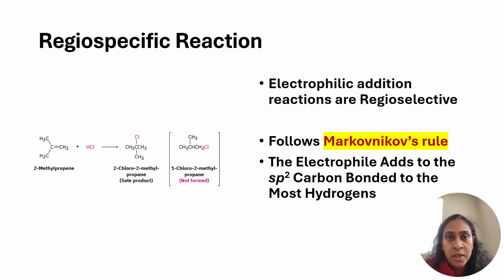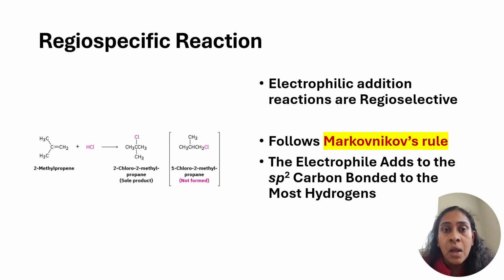When hydrohalogenation occurs with an unsymmetrical alkene, there are potentially two different ways that the hydrogen and the halogen could add. However, one constitutional product is usually favored. This is called regioselectivity. For hydrohalogenation, we generally follow Markovnikov rule. A useful way to remember this rule is that the electrophile, in this case hydrogen, adds to the sp2 carbon that already has the greater number of hydrogens.